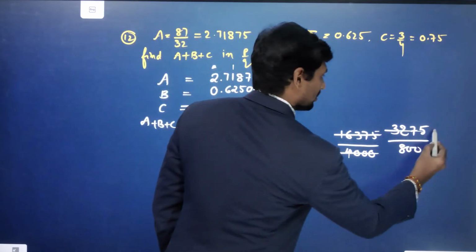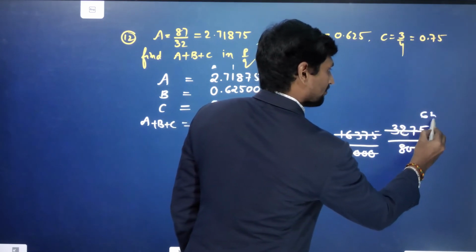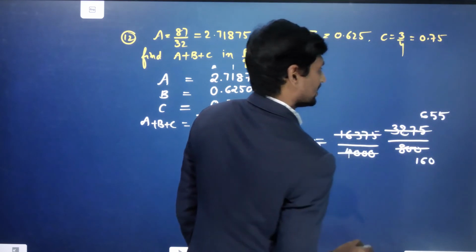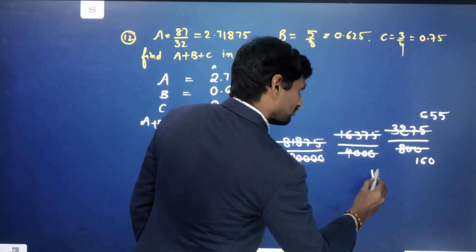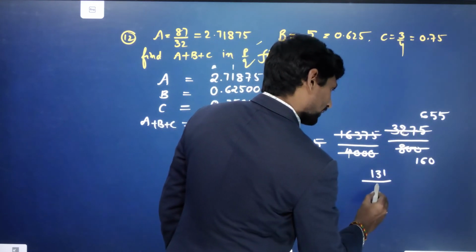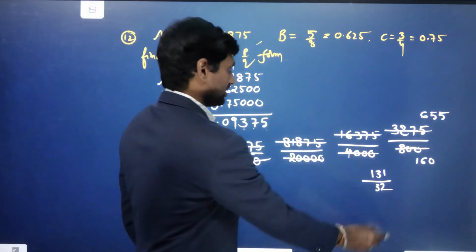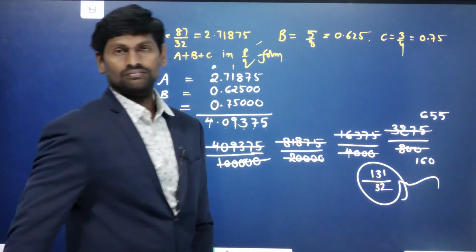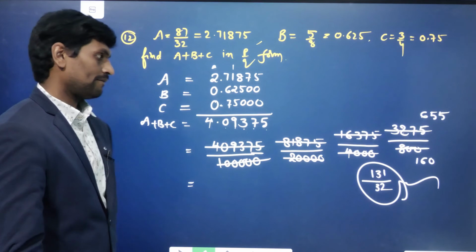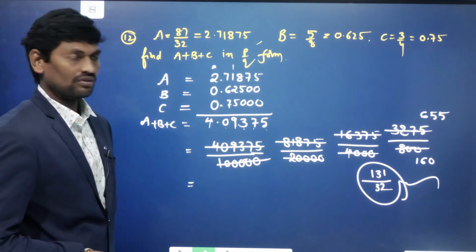Again 5 table. 5 5s, 5 1s, 5 6s, 160. Again 5 table will come. 5 13s are 65. Here 5 table. 5 3s 15, 32. So 131 by 32 is our required answer. Okay? Because we cannot simplify more than that.